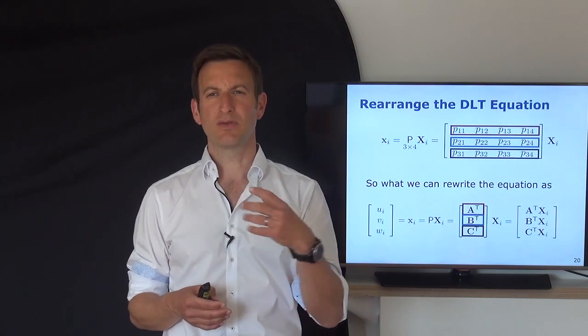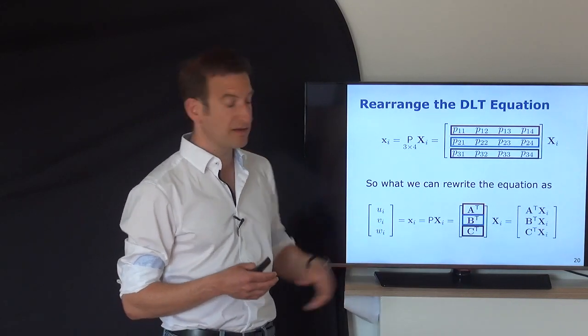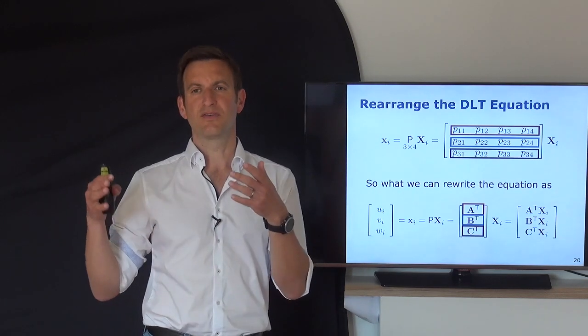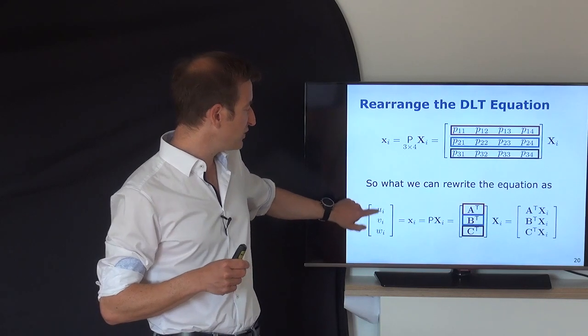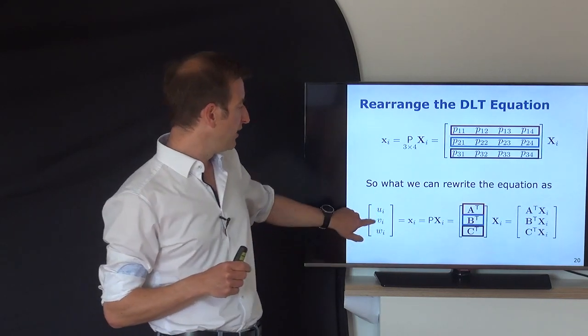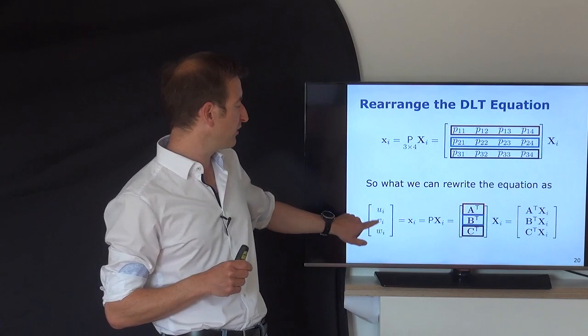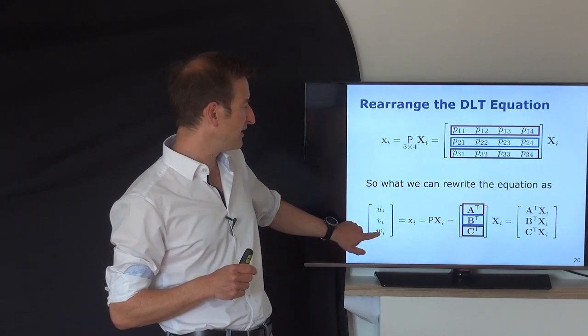And again, remember, we wanted to estimate that in the end in Euclidean coordinates, because we want to have only this information about the two pixel coordinates that we're getting. So to turn this into a Euclidean vector, we need to divide those two elements by wi.